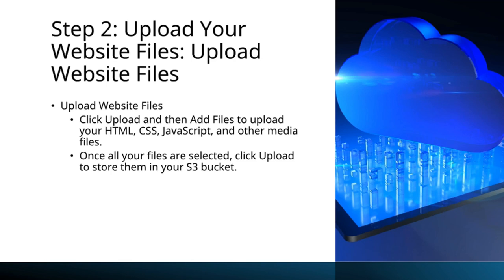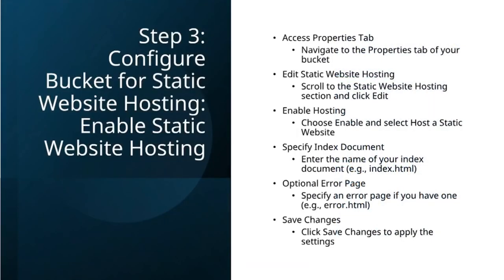Once all your files are selected, click Upload to store them in your S3 bucket. To enable static website hosting, go to the Properties tab of your bucket. Scroll down to the Static Website Hosting section and click Edit. Choose Enable and select Host a Static Website. Enter the name of your index document and specify an error page if needed.